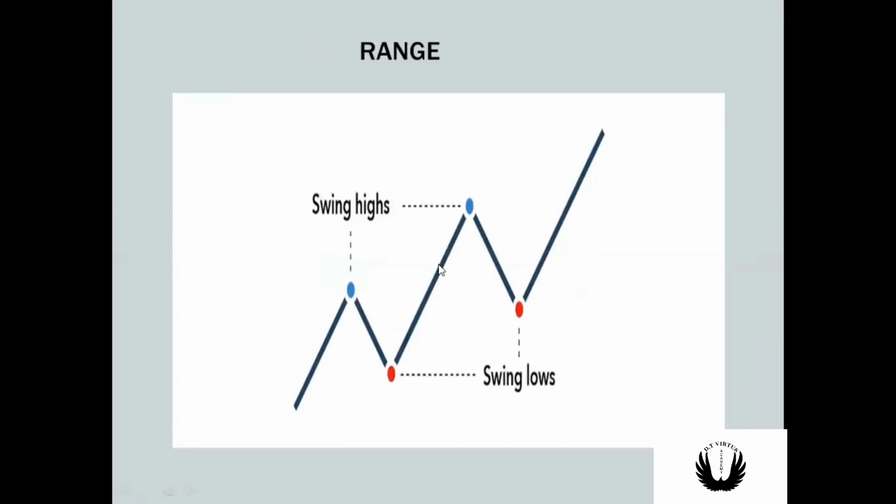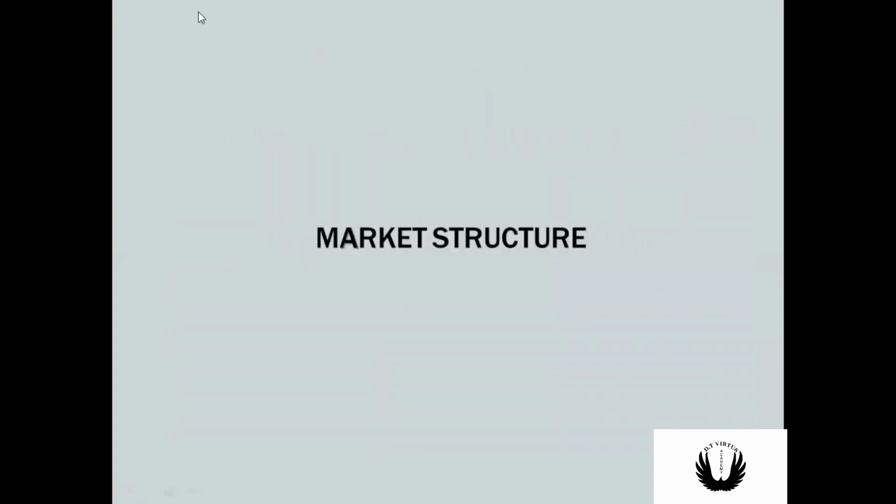So I hope you understand this. Market structure helps us to know the direction, and when you are able to identify when the market is bearish, when it is bullish, and when it is consolidating, this will help you to know when to buy, when to sell, and when to just sit on your hands and watch the market do its thing. Then when it gives you a clear direction, you join and take a trade.